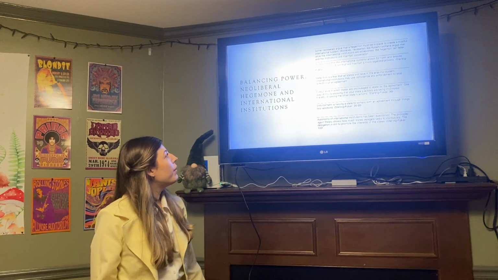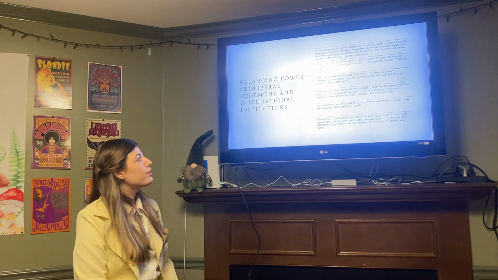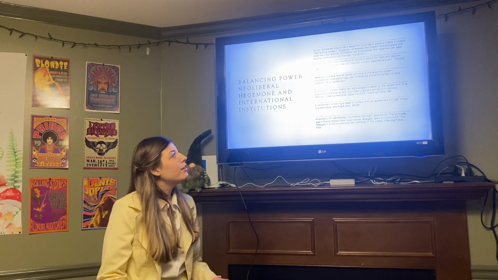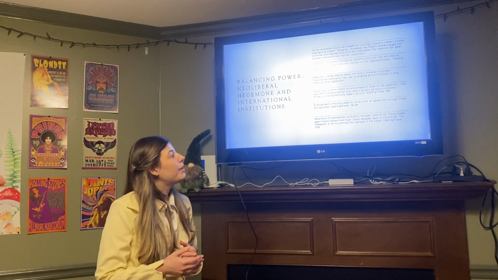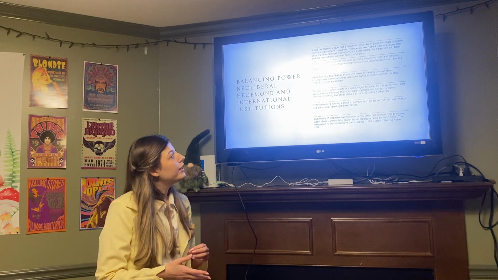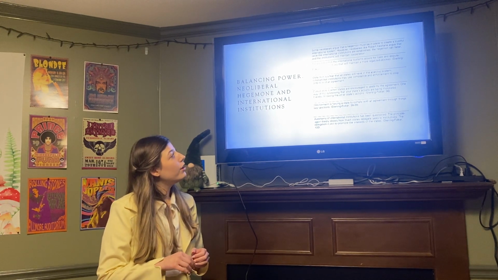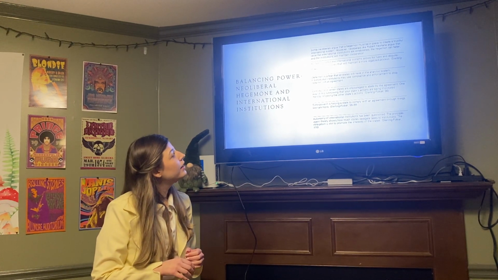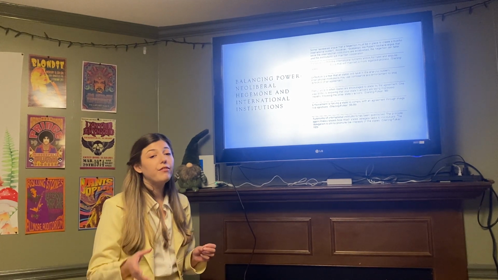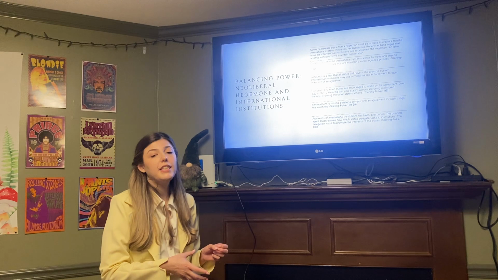So, the balancing of powers: neoliberal hegemony and international institutions. Neoliberalists argue that hegemony can be used to build a trustful international society. However, neoliberalists like Robert Keohane argue that once the international institution has been established, the hegemony can falter after that, therefore it can fall because the institutions have already been built up.